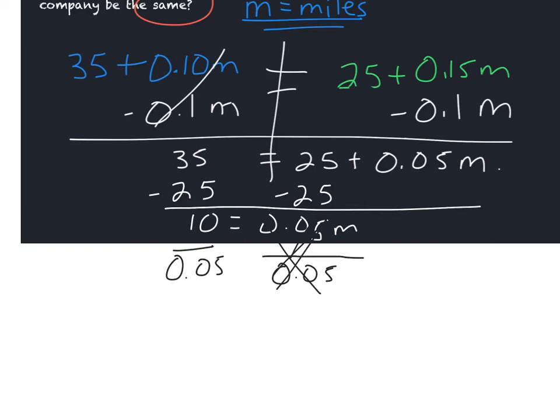Just remember, we need to move the decimal point over twice to the right, which would mean that we'd have to annex a couple zeros up in the numerator. So that would change this to 1,000 divided by 5 equals M. And that's easy. That's just 200. So after 200 miles driven, they would both be charging the same amount.